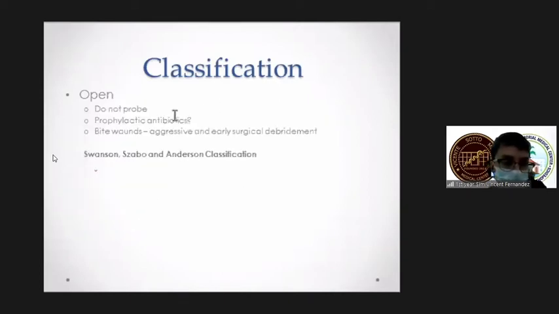So if it is open, it is important not to probe the injury in the emergency room, because this may only drive surface contaminants deeper into the wound. So in the ER we usually do just irrigation. The need for prophylactic antibiotics is controversial, but for bite wounds it is highly recommended to do an aggressive and early surgical debridement and antibiotics.